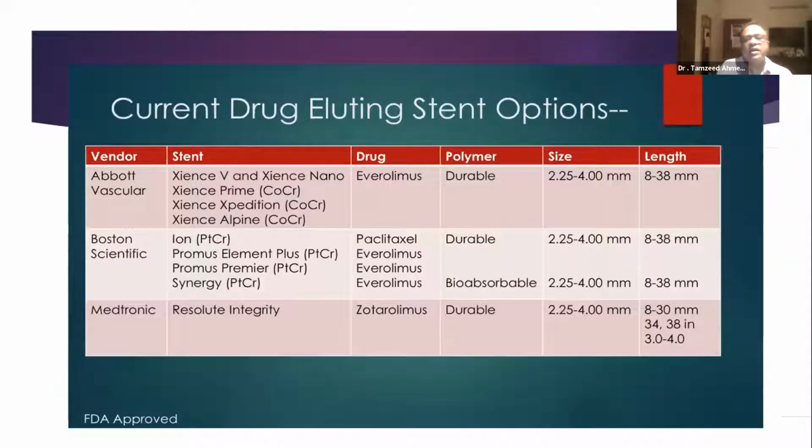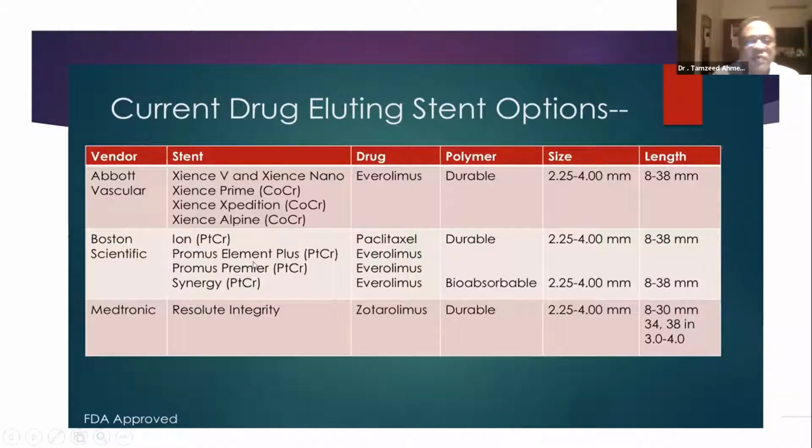And the current drug-eluting stent options we have, Abbott Vascular, we have Xience V, Xience Nano, Xience Prime, Xience Expedition, Xience Alpine, they use everolimus drug. And they have durable polymers, and the size is 2.25 to 4 millimeter. The length is from 8 millimeter to 48 millimeter, particularly Expedition and Alpine.